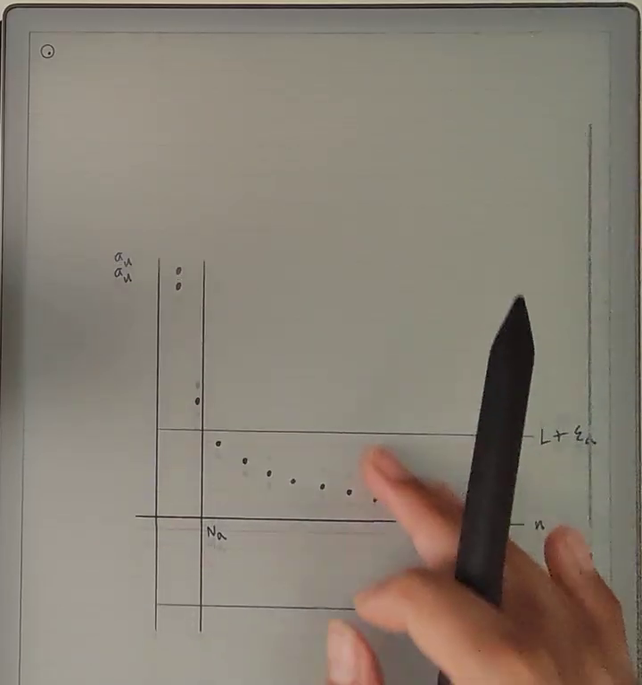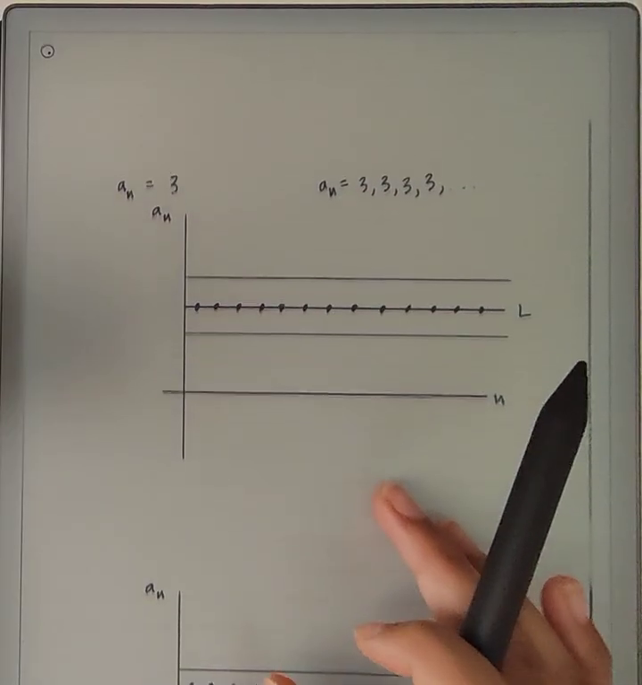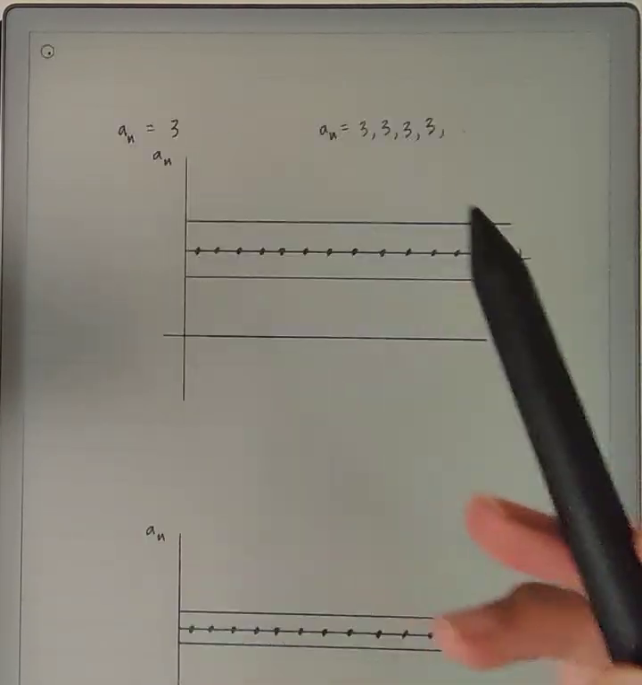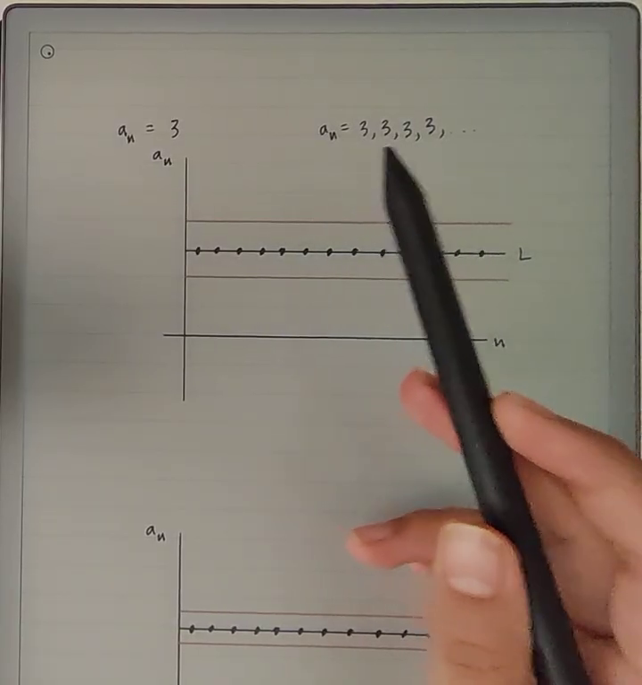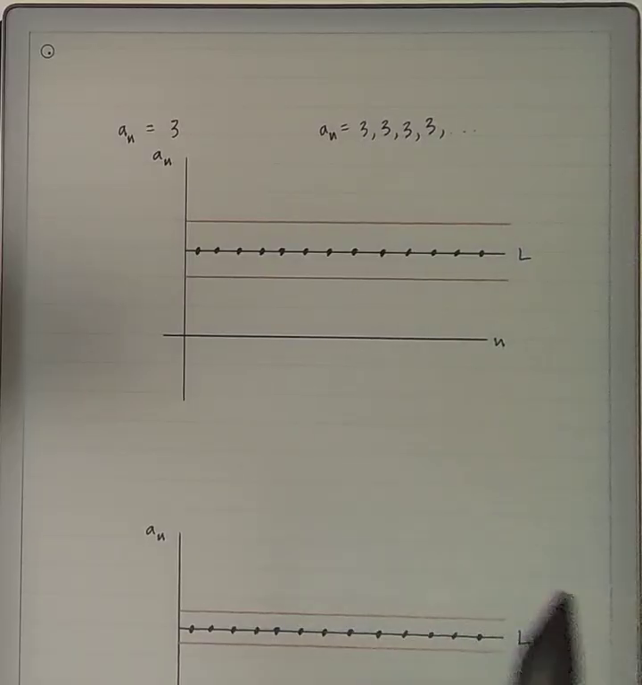Now, let me go over another example of a convergent sequence. We have a sub n is equal to 3. Essentially, what that means is every single element in the sequence is just 3. Therefore, the limit of the sequence is also 3.